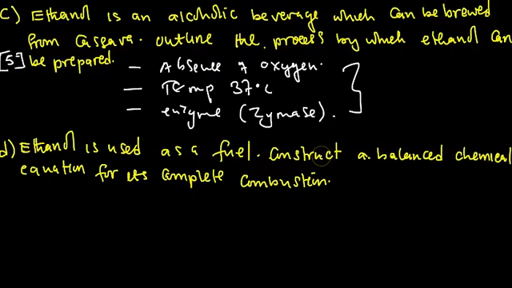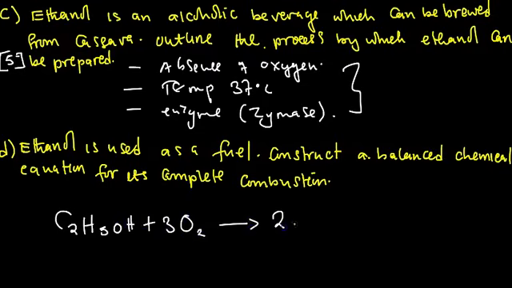So we are looking at complete combustion of ethanol now. How is the equation? So ethanol is written as C2H5OH plus 3 oxygen. Okay. This one results into 2 carbon dioxide. It is complete combustion, so carbon dioxide and water are produced.